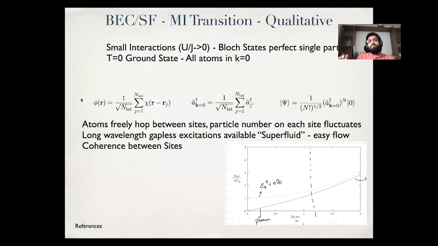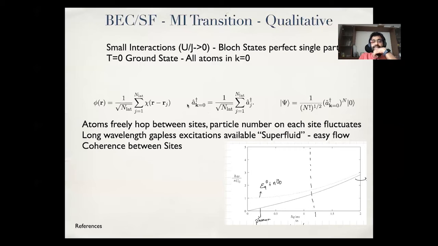In this limit, it's very simple. This is exactly the non-interacting limit of bosons in an optical lattice. If I make a Bose-Einstein condensate, of course, all of my atoms will occupy the same single particle state. In this case, the single particle state, which is the ground state, is a Bloch state of quasi-momentum 0, which is represented by phi of r. This is given by a superposition of different Wannier functions, which are the functions localized at the minima of the lattice sites.